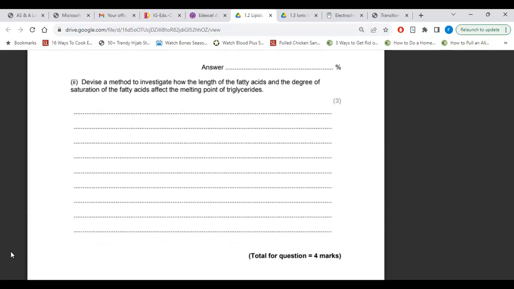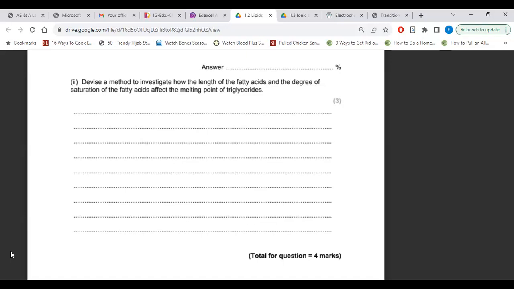Absolutely no problem. So in questions like these, it is actually not as complicated as it seems. You need to figure out what is the effect of length of fatty acids and the amount of saturation, right? These two things. So when we talk about it, you need to figure out the role of it on melting point. First of all, let's talk about the melting point, right?